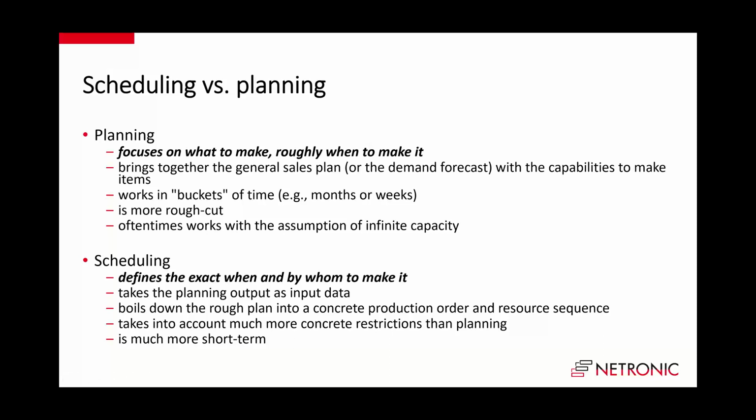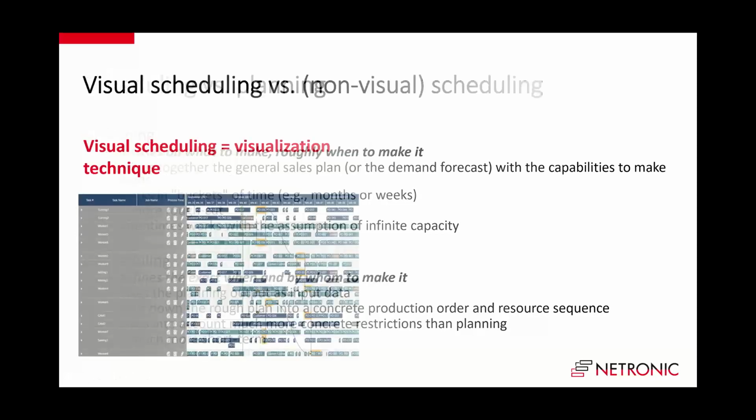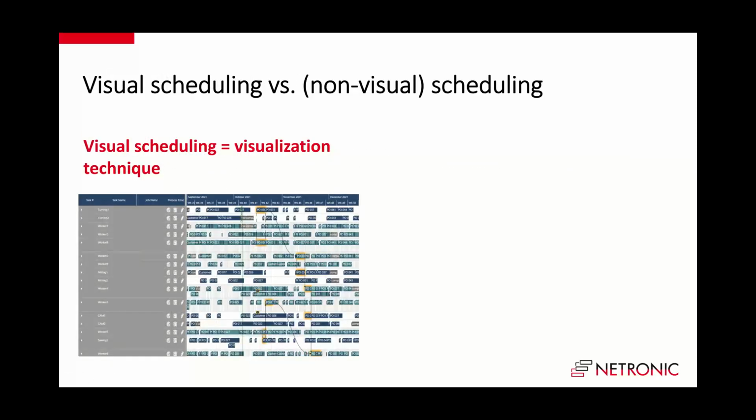And we have two of them, one a pure visual scheduling extension and one a visual advanced production scheduling extension. And as we do visual scheduling, now that we know what we mean with scheduling, it means taking the plan that MRP, for example, has produced and making it actionable by defining the exact when and by whom to make it. As we now know what we mean with scheduling, it also makes sense to look at what actually is visual scheduling versus what could be the opposite of this, well, non-visual scheduling.